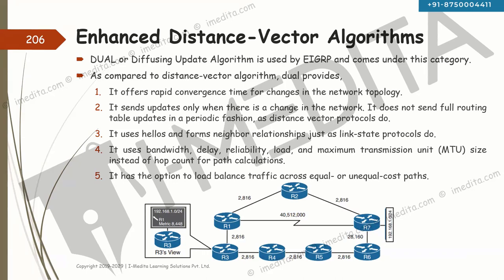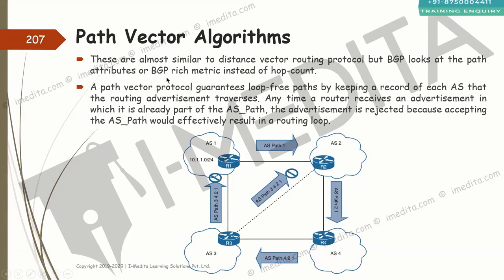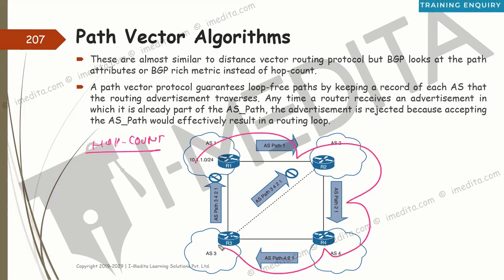Now, the last algorithm that we see is for exterior gateway protocols such as BGP, which is referred to as the path vector algorithm. The path vector algorithm is quite similar to the distance vector algorithm, with a slight twist to it. In the distance vector routing protocol, the distance is measured in terms of hop count. And what is this hop count? Hop count basically means how many routers I have to cross to reach a destination.